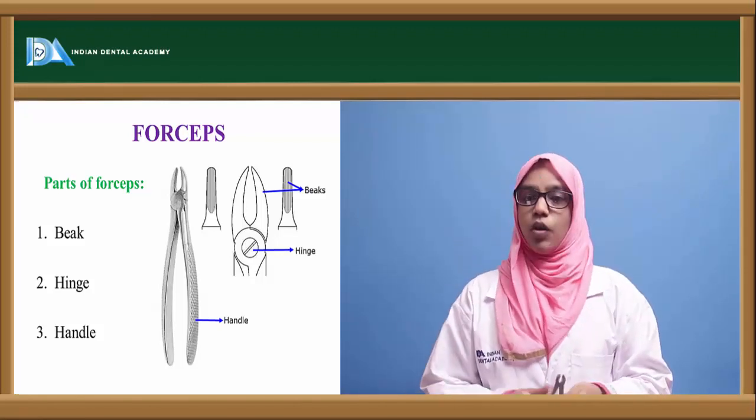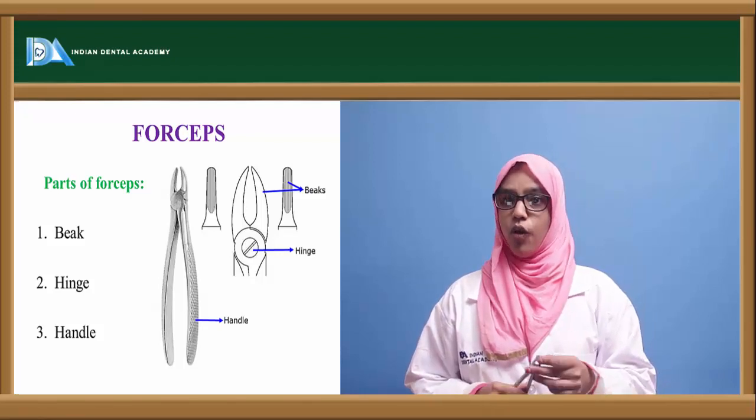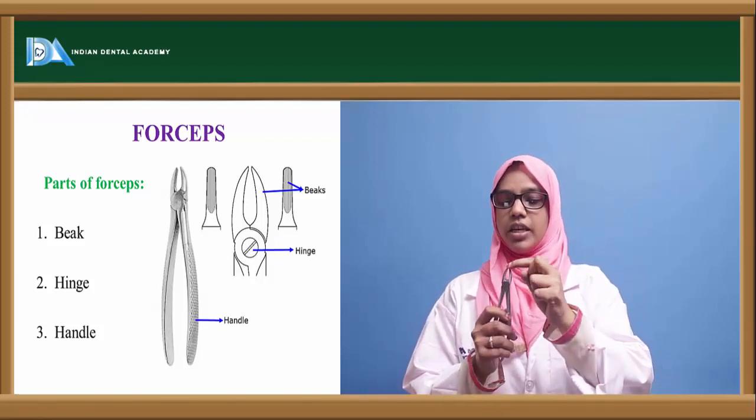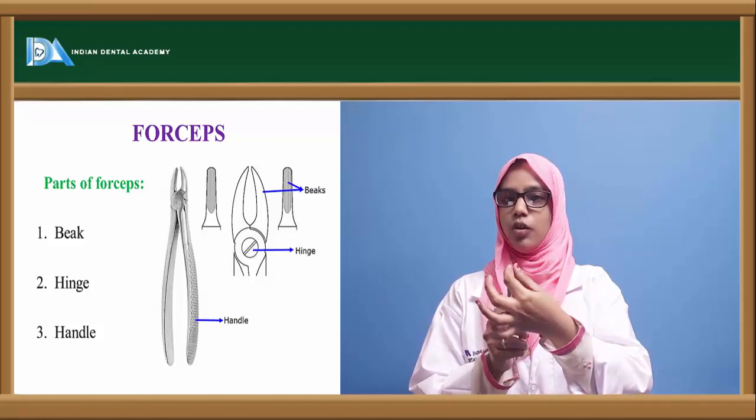Now, in case of the maxillary anterior teeth or cuspids, this beak is curved in nature and it is close towards each other.